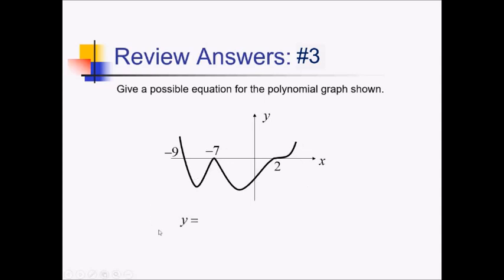So I'm going to write y equals, and then you can think of there as being kind of an invisible plus sign right here. I don't have to write it, but it's there. Now I also need the factors that I'm going to do for this. It's going to be in intercept form.